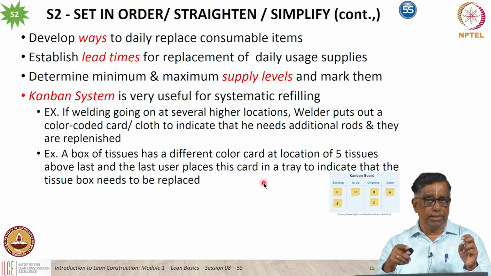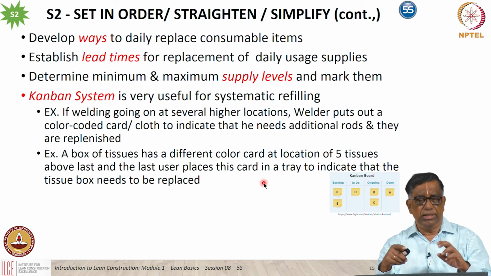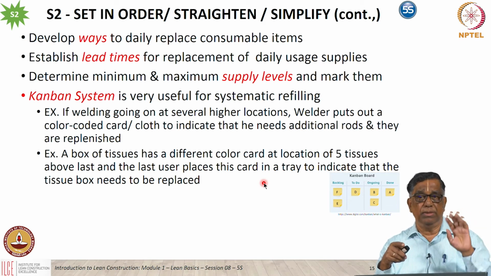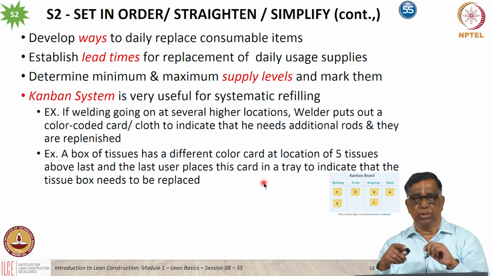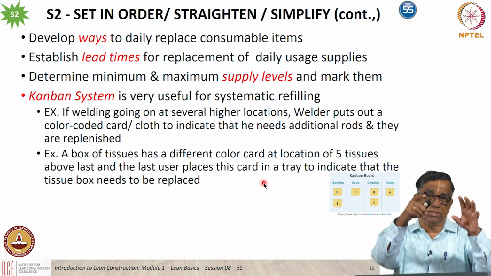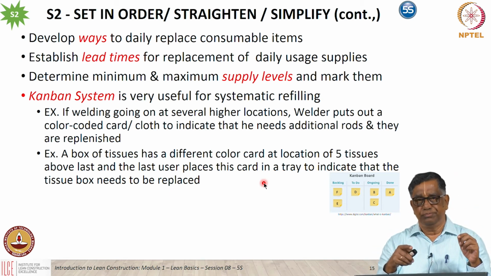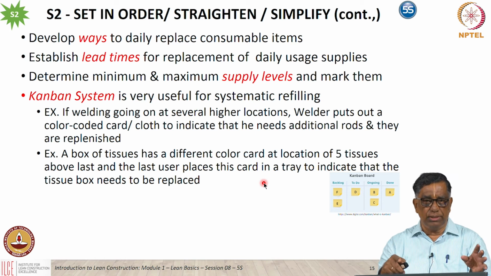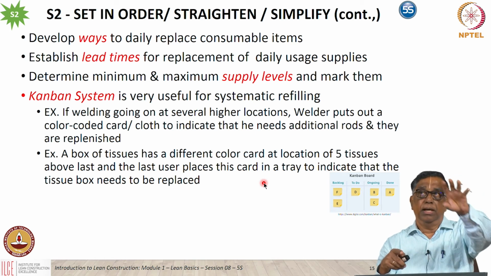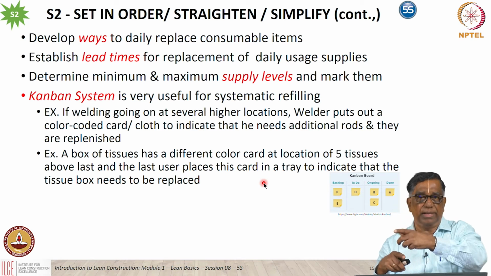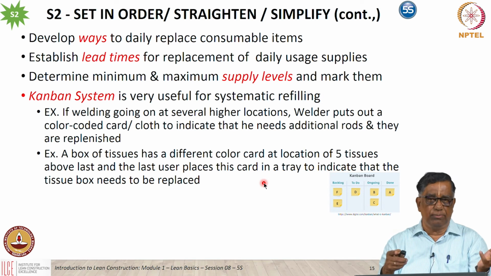Instead of doing that, he just takes out a color cloth, for example. When he has about 25% only balance left, he puts a blue cloth, for example, on his workplace. And there are other similar welders who may put out different color cloths. And somebody watching from the ground level knows that a welder in this place requires some rods, another person requires maybe after some time. So somebody can go around replenishing the stocks. A very easy way of doing it.